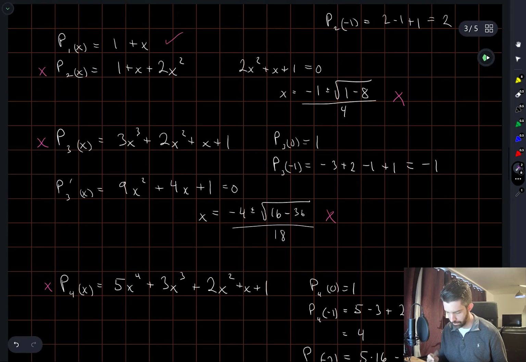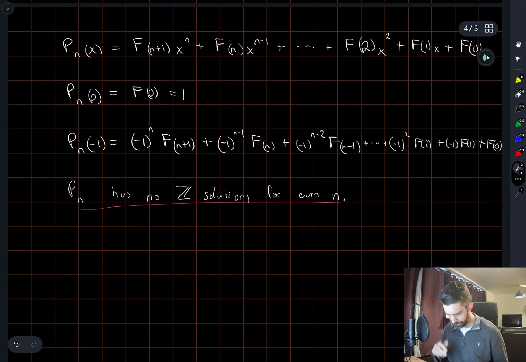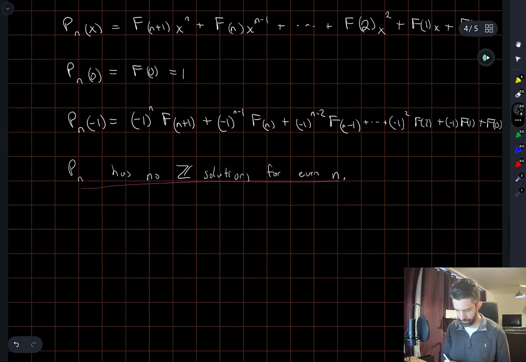P3 of negative 1 was negative. P5 of negative 1 is negative. And again, if you pair these things together, evaluated at -1, they're all negative. If you evaluate at -2, they become more negative, and so on. So this tells me that Pn has no integer solutions for odd n except n equal 1.